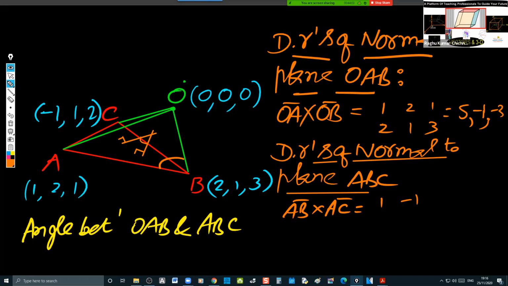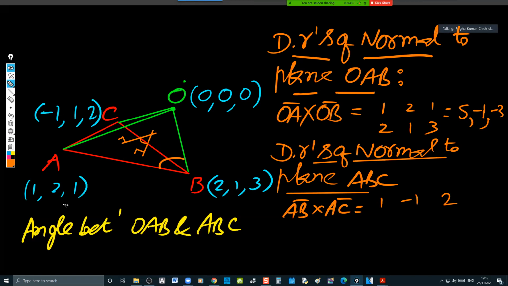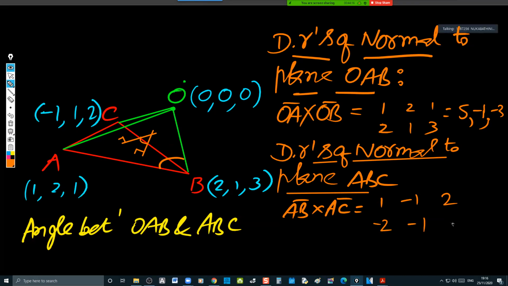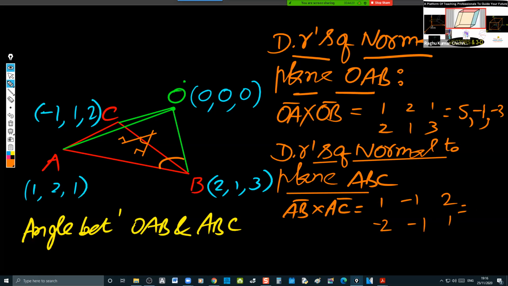Minus 1, 2, 2. AC bar, similarly, AC bar, please. AC bar is OC minus OA. Minus 1, minus 1, minus 2. 1 minus 2, minus 1, 2. Minus 1, 1. Now it is minus 1 plus 2, 1. And it is minus 4 minus 1, minus 5. And it is minus 2 minus 1, minus 2, minus 3.